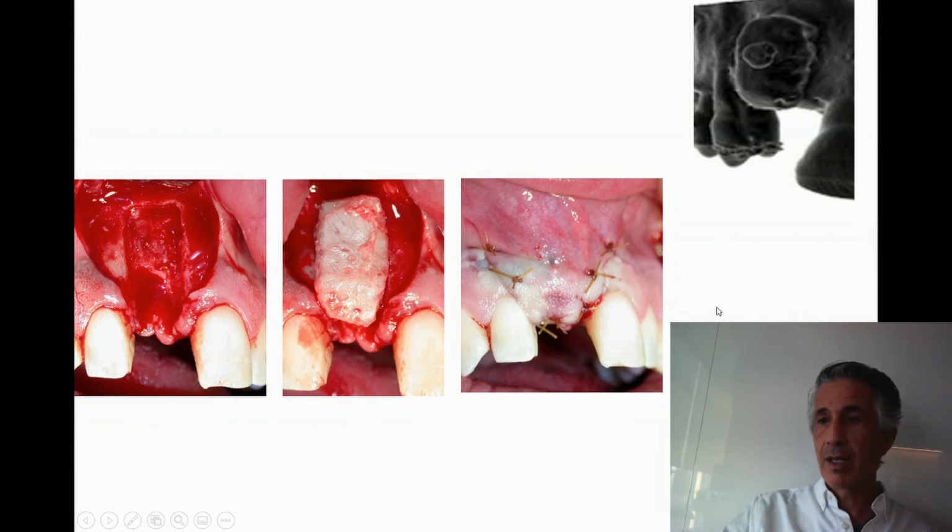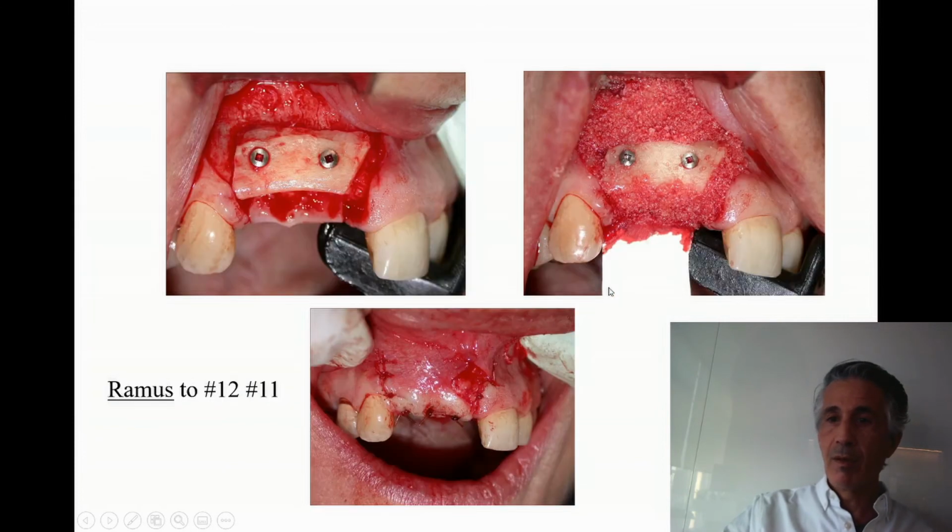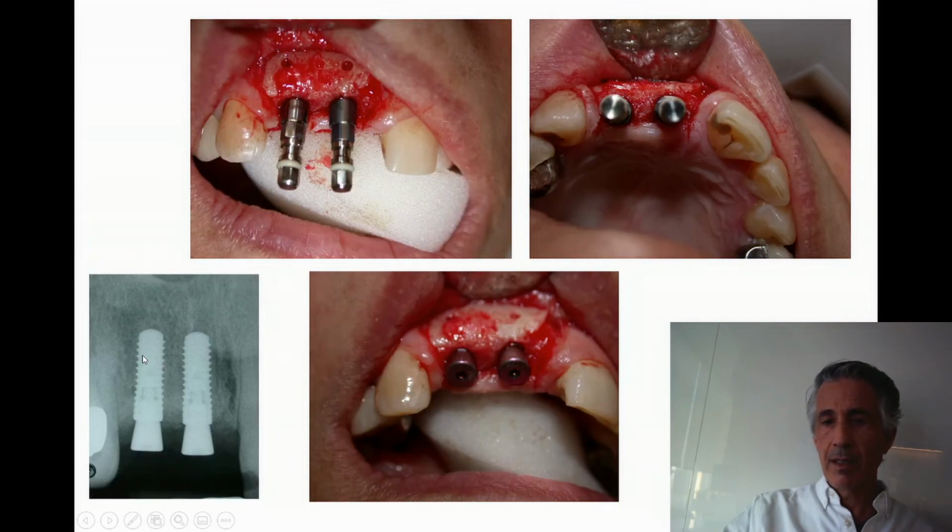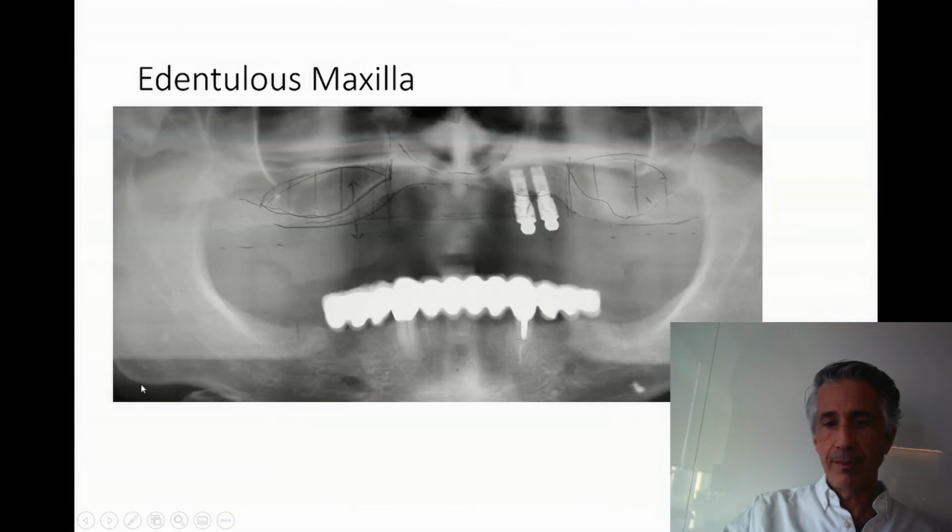I use iliac crest. We get a nice little blob of bone. In this case, I already showed you. And the bone all heals up well.